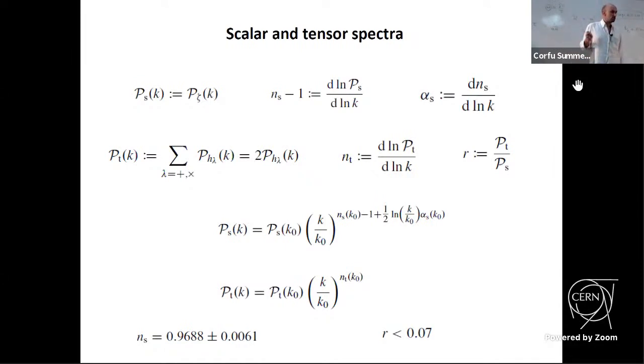For the tensor spectrum, you do the same. The tensor spectrum is given by the contribution of the two polarization modes. You remember that gravitons, like classical gravitational waves, have the two polarization modes in 4 dimensions. So the total spectrum is given by the sum of the spectrum of each mode. And again, you define a tensor spectral index, which now is nt-1. So a constant spectrum will correspond to nt equal to 0. And then you also define a running, but in general, the running does not play a role for gravitational waves and inflation.